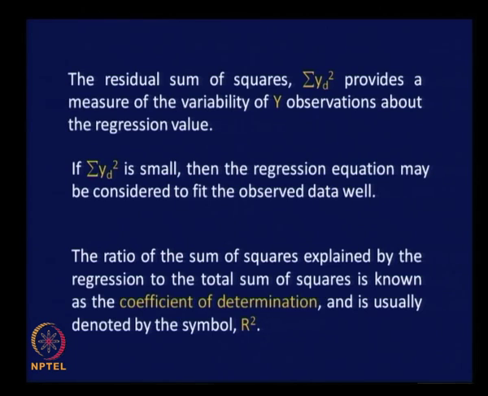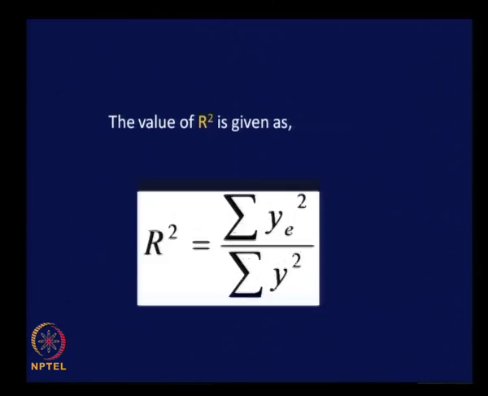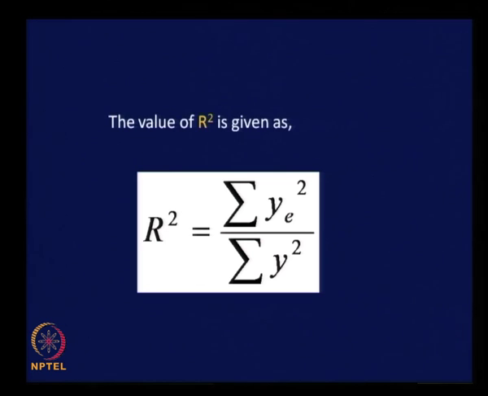Some of you would have heard about coefficient of determination. Let us try to understand little more clearly the value of coefficient of determination using this equation. R squared is given as sigma y e squared divided by sigma Y squared. This is a very important indicator of effectiveness of regression analysis. Coefficient of determination will indicate the extent of accuracy involved in a regression analysis.